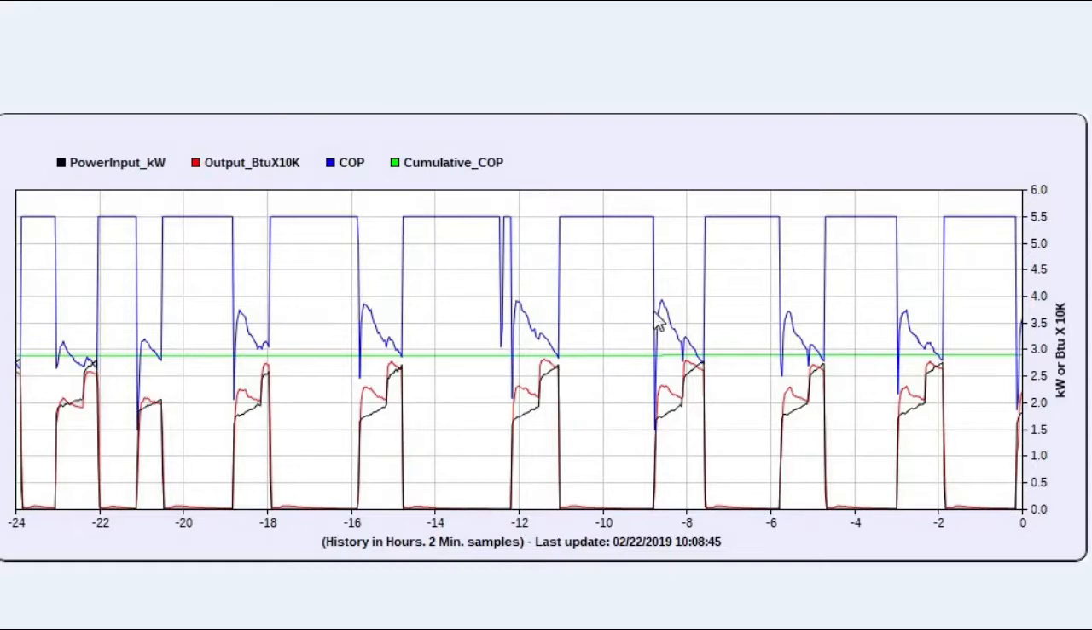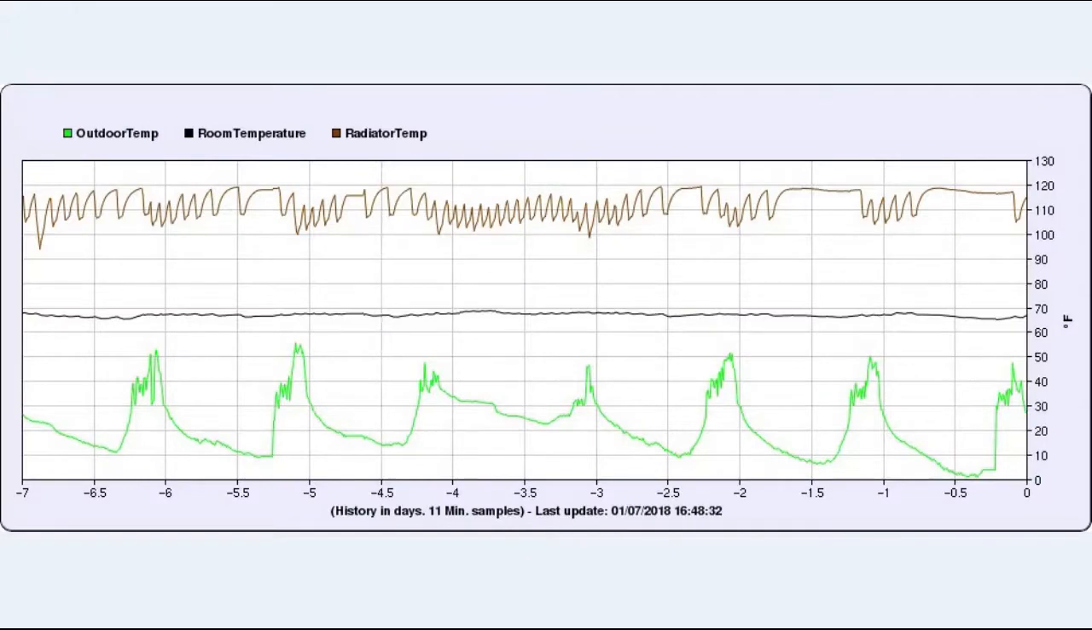You can see that at the start of a heating cycle, COP was about 4, so we're producing 4 kilowatts of heat for every kilowatt of electricity consumed. As the water heats up, COP drops, reaching about 3 by the end of the cycle, so the average is about 3.5.